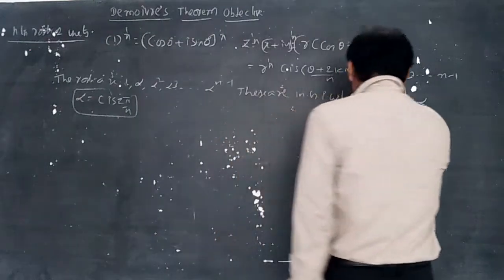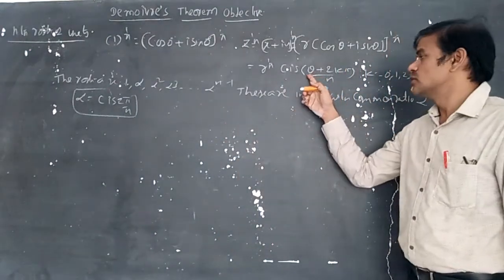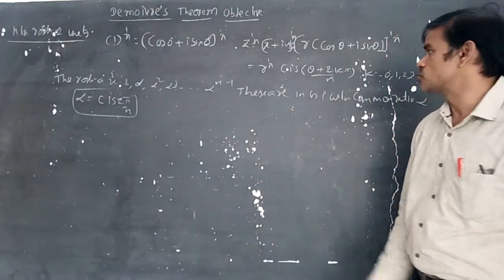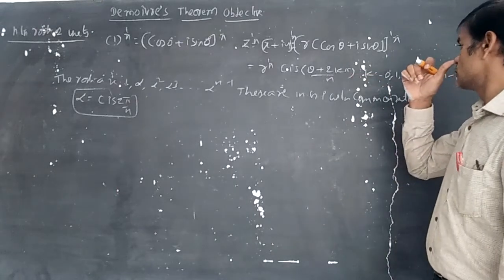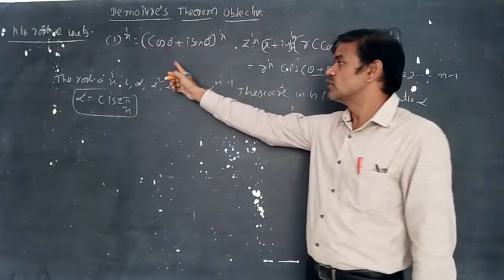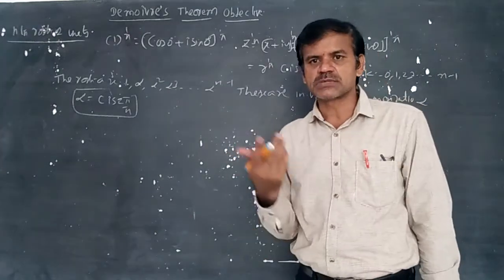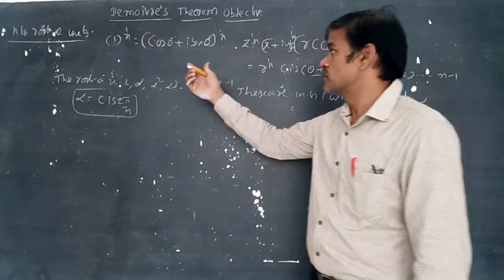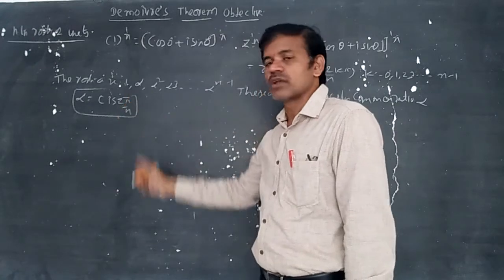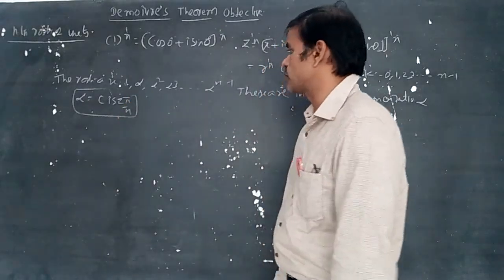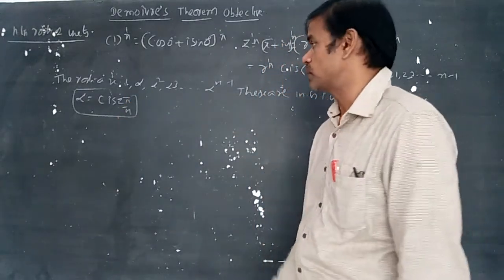Here, substituting theta as 0, we get (0 + 2k pi) by n, that is cis 2k pi by n. For k equal to 0 this is 1, and then we get 2 pi by n, 4 pi by n, 6 pi by n, 8 pi by n, like that. So the concept is that the roots are 1, alpha, alpha square, alpha cube, and so on until alpha power n minus 1, where alpha is equal to cis 2 pi by n.